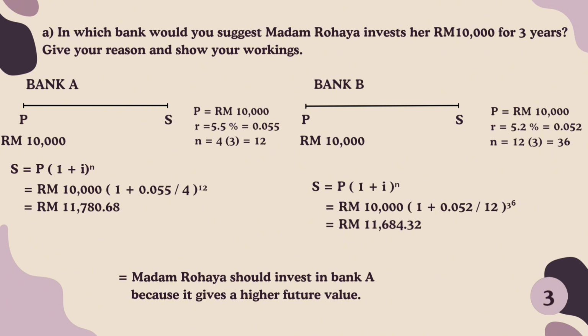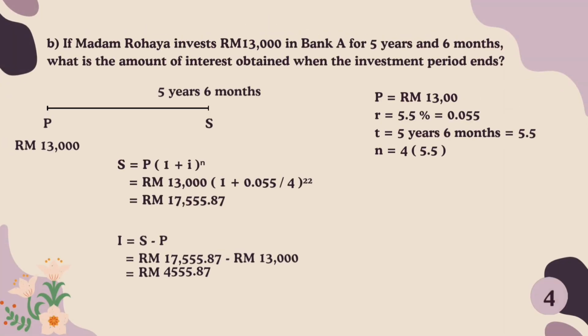The last answer is Madam Rohaya should invest in Bank A because it gives a higher future value. Question B. If Madam Rohaya invests 30,000 ringgit in Bank A for 5 years and 6 months, what is the amount of interest obtained when the investment period ends?